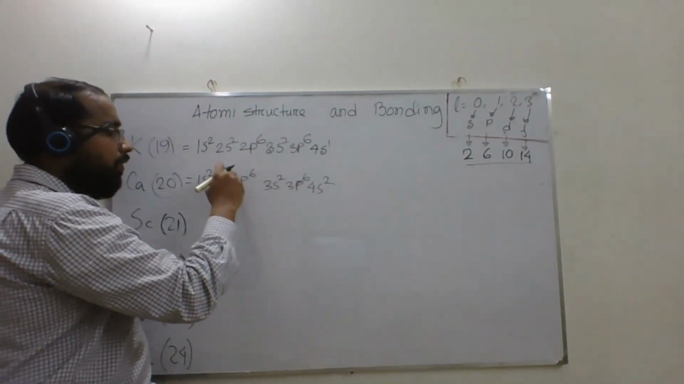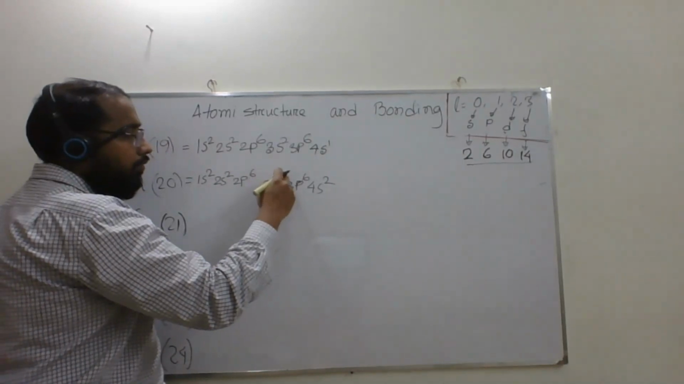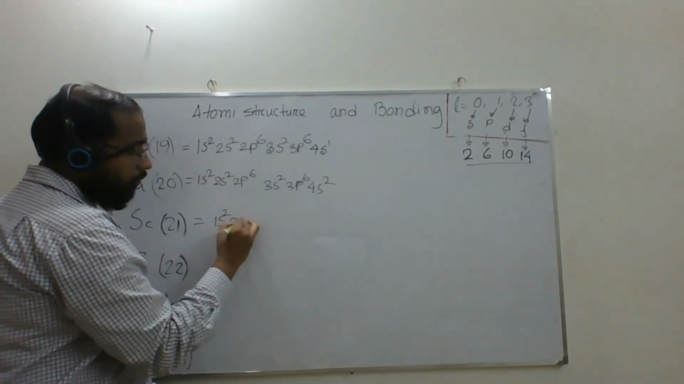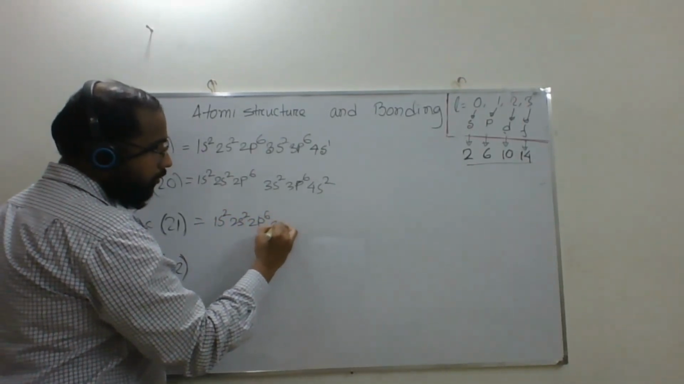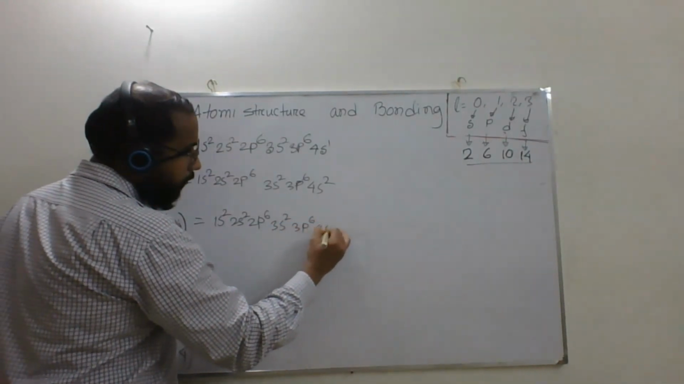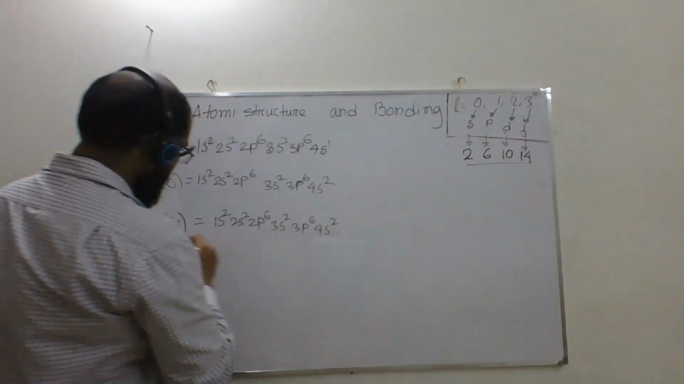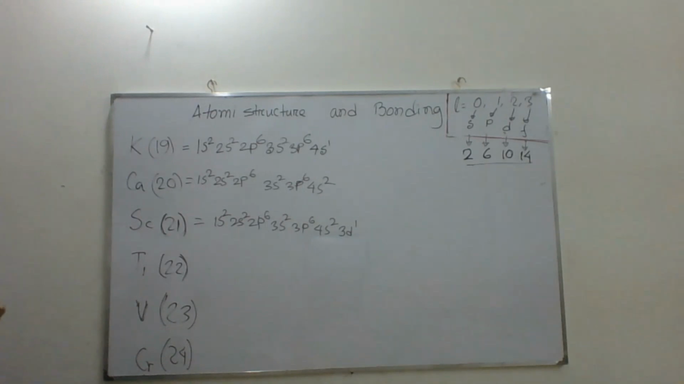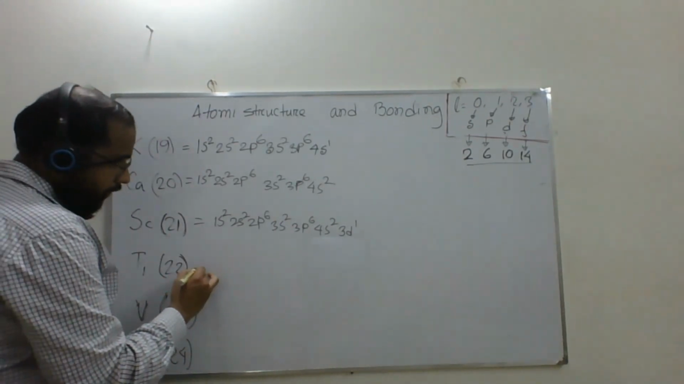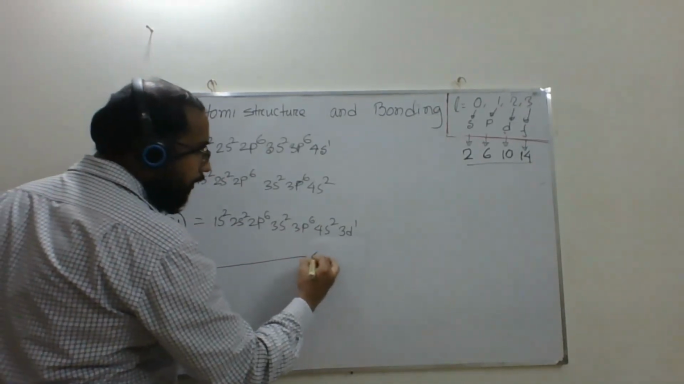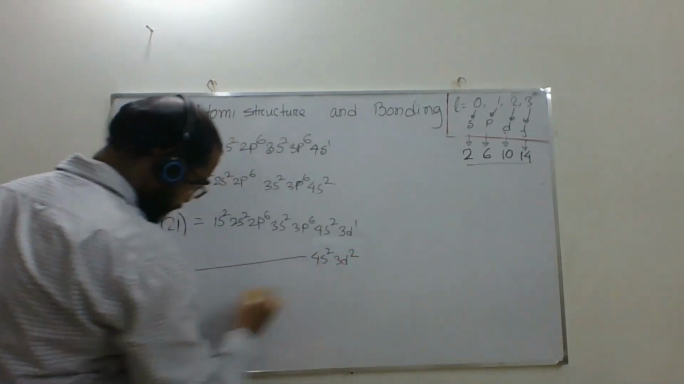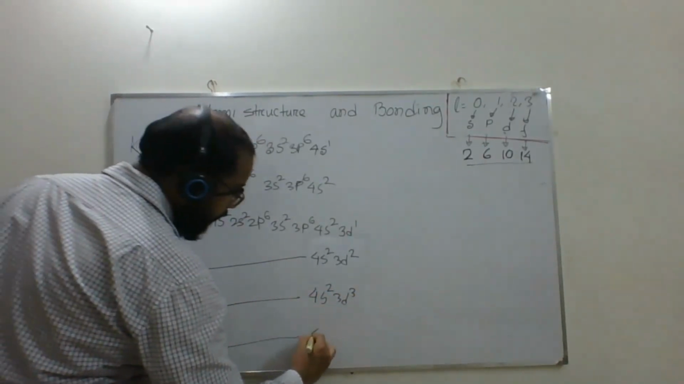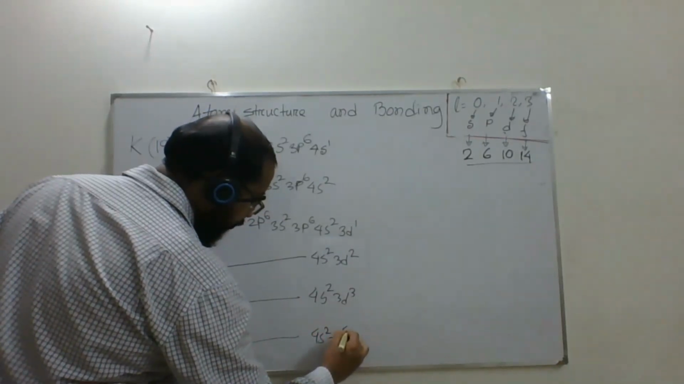So if you use 6 plus 2, 8 plus 2, 10, 12, 18, 20. For this one, 1s2, 2s2, 2p6, 3s2, 3p6, 4s2. Now there is another one left, so it will go to 3d1. Now for titanium, it will be the same as this, and it will go to 4s2, 3d2. Then it will be 4s2, 3d3, and then 4s2, 3d4.